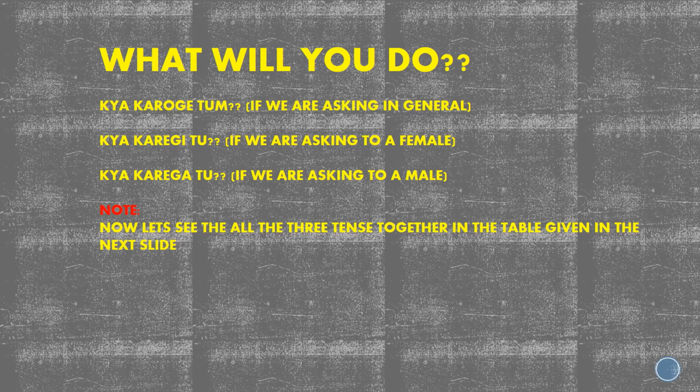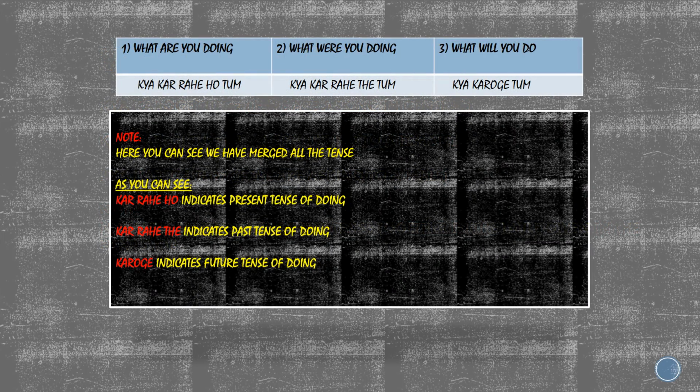Now let's merge the phrases of present, past and future in one page, and see how it looks. It will be much easier for you to understand. Very clumsy table I made. Anyways, you can see the table over there. I have written what are you doing, present, what were you doing, past, what will you do, future. You can see the difference between the present, past and future of the same sentence.